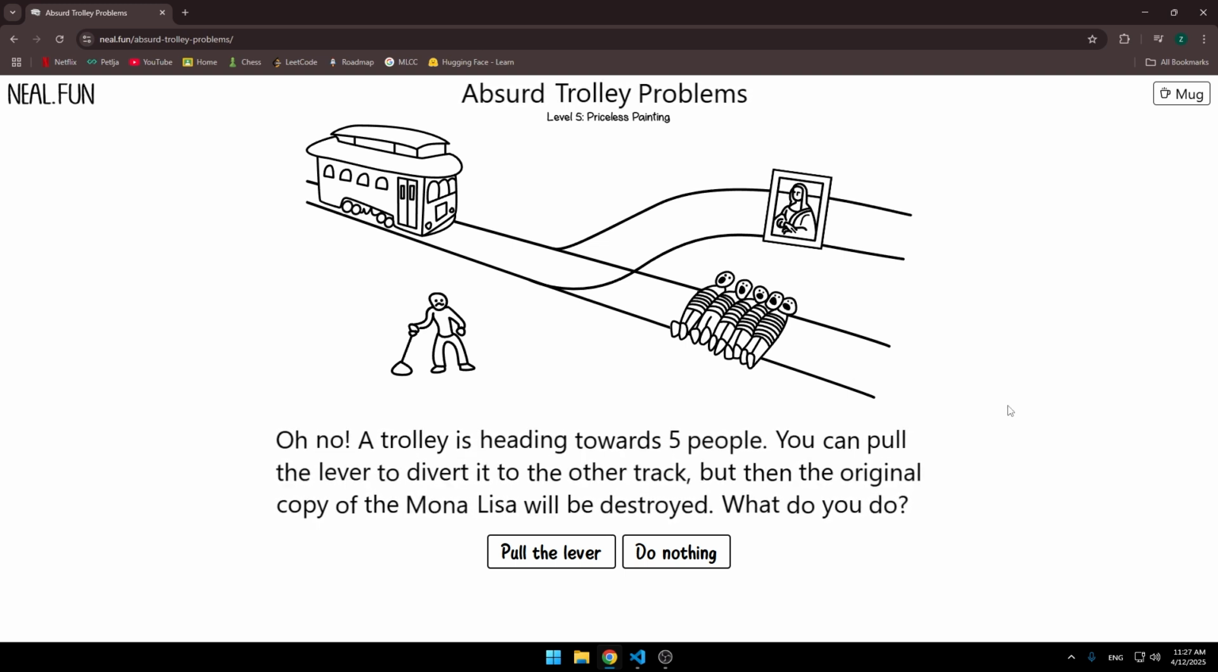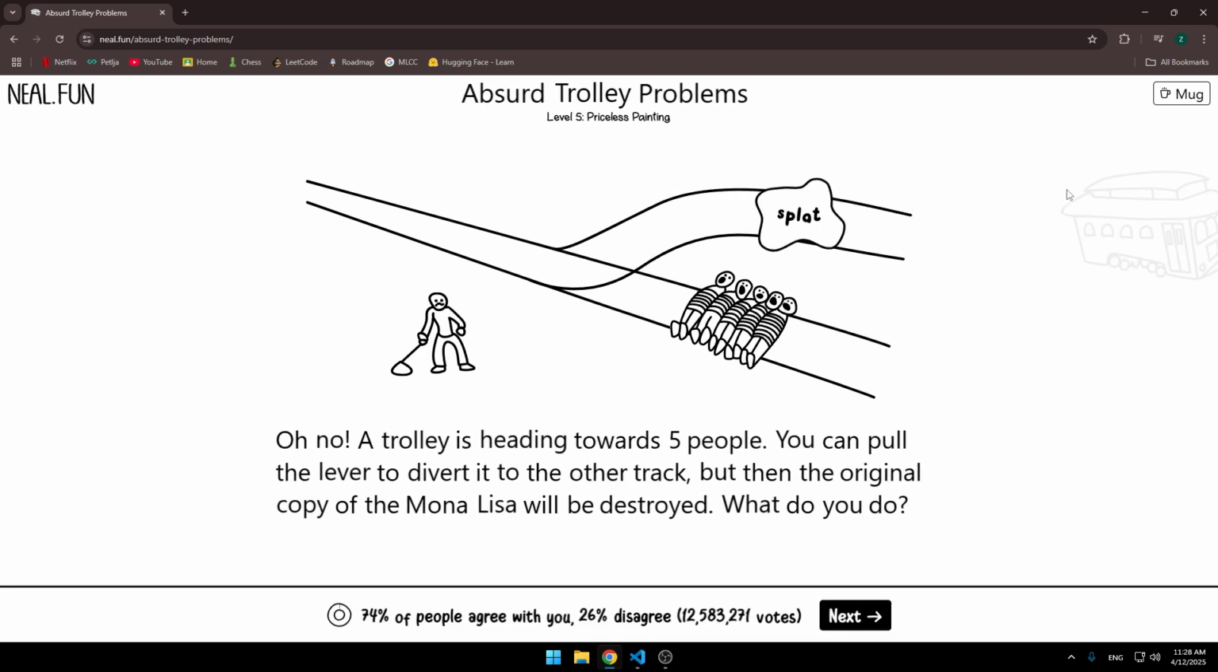Pull the lever. 5 lives outweigh a priceless painting. While the Mona Lisa is culturally significant, its loss doesn't equate to the irreplaceable loss of human life. It's a tough call, but the utilitarian choice is clear. Yeah, this is probably a good time to explain what even utilitarianism is. It's the act of just prioritizing saving the most lives possible, no matter the consequences, the moral or physical ones. So, yeah, we pull the lever and Mona Lisa says that, so most people agree. Yes, most people agree. Nice.